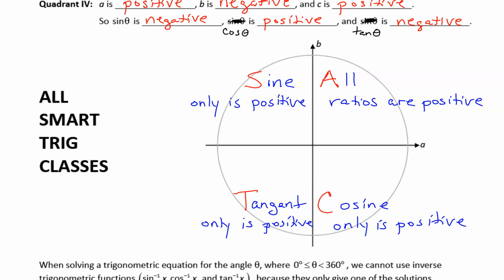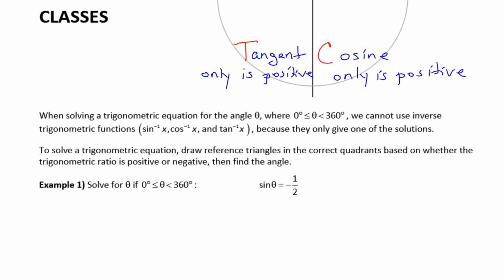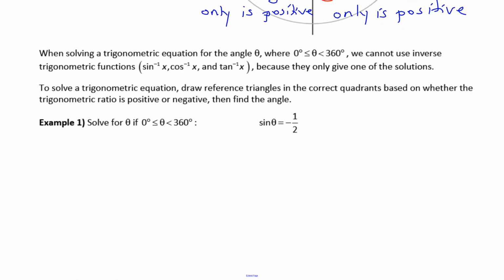When solving a trig equation for an angle theta, we cannot use inverse trig functions, that is sine inverse, cosine inverse, and tangent inverse, because they only give one of the solutions. To solve a trigonometric equation, we're going to draw reference triangles in the correct quadrants based on whether the trig ratio is positive or negative, and then find the angle.